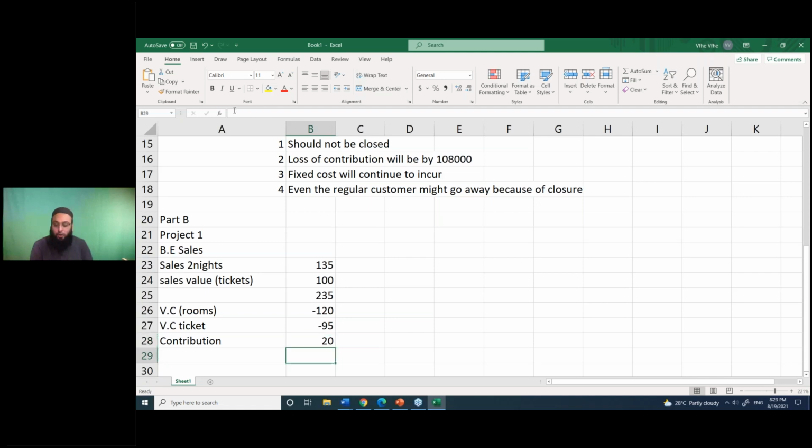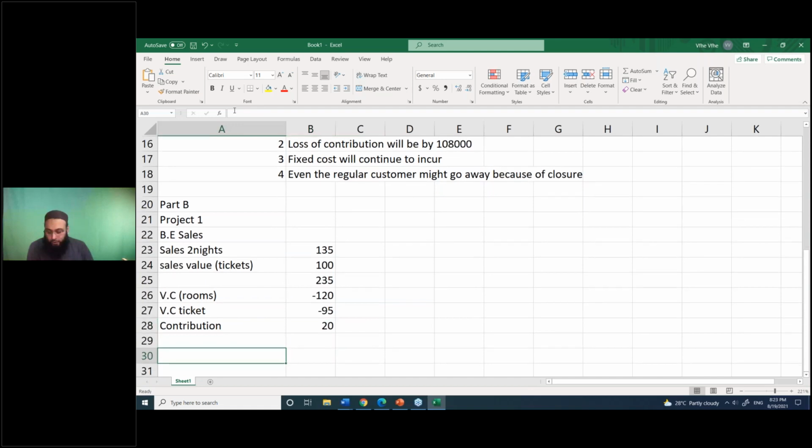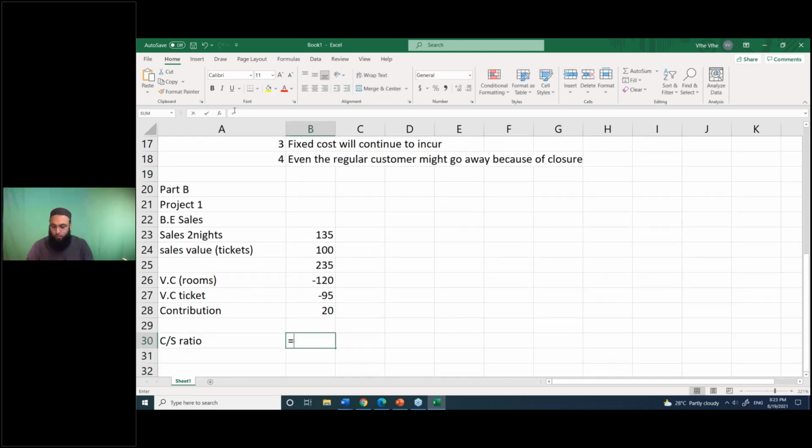Now, after the contribution, you have fixed cost. And how much is the fixed cost? Fixed cost is 20,000. But remember, I need to work out the CS ratio. So for the CS ratio, I will divide this 20 by 235, and this is 0.08511. In terms of percentage, it's 8.511. This is the CS ratio.